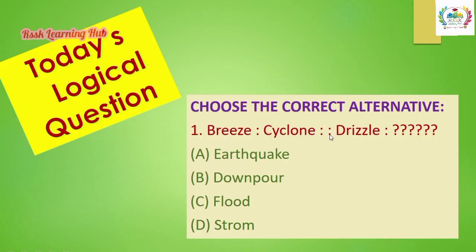So before this colon, the double colon operator, what is it? Breeze tends to cyclone. Similarly, drizzle tends to what? The options are available here, so just find this one. I will give you the answer in your next session.